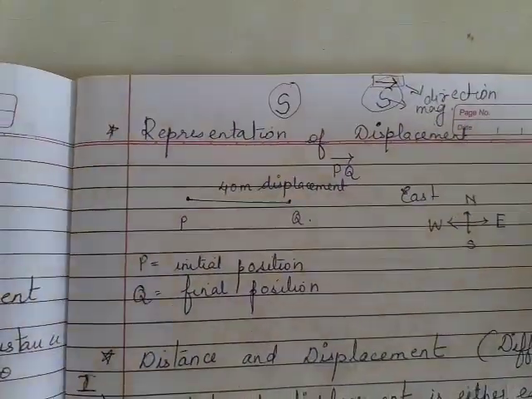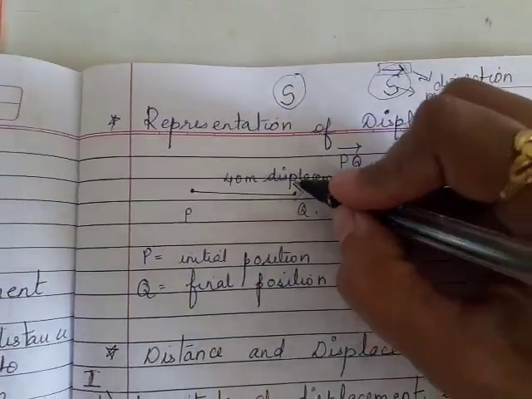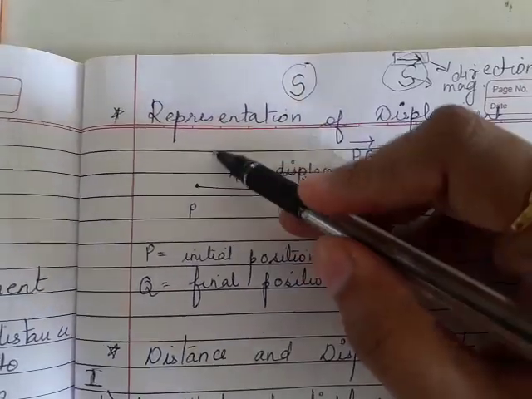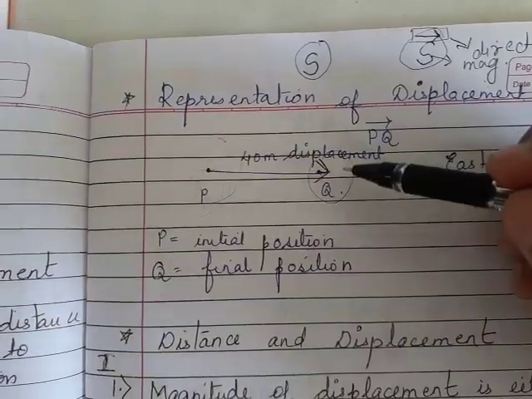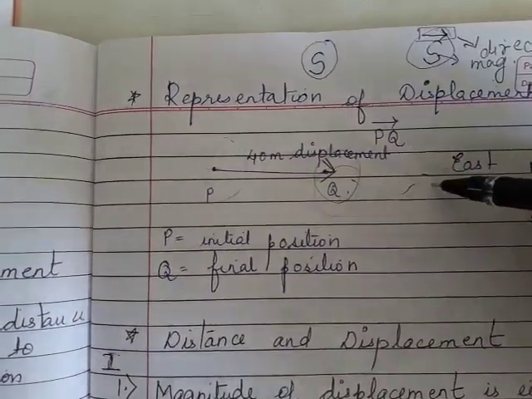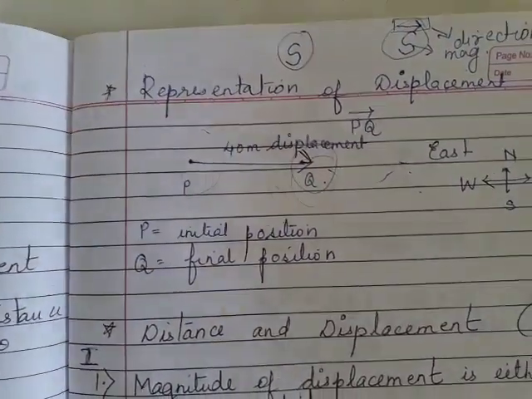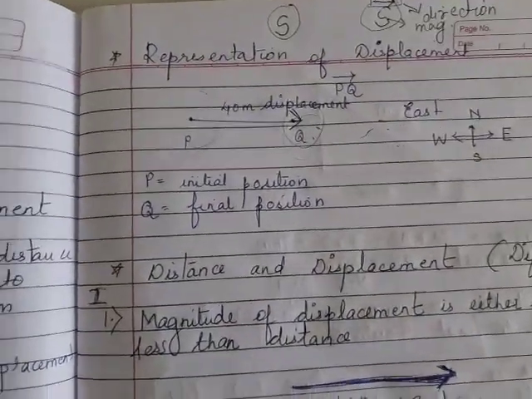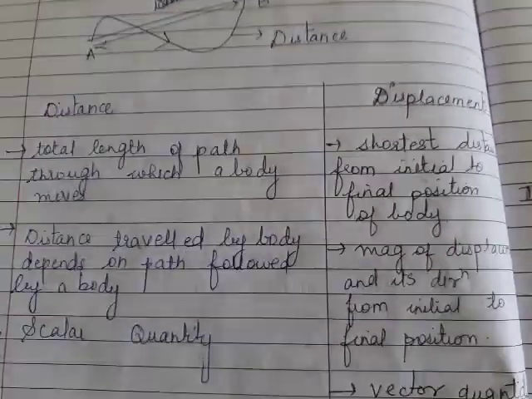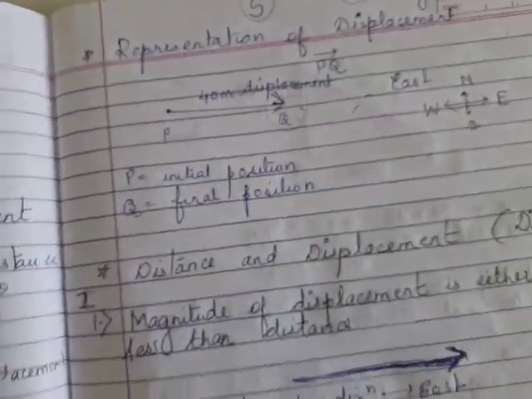This is the representation of displacement, making an arrow over here. P is the origin, Q is the terminus. I hope it is clear now. So this is about displacement. What did we say about displacement? It is the shortest distance from initial to final position.